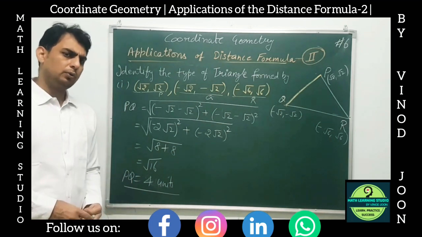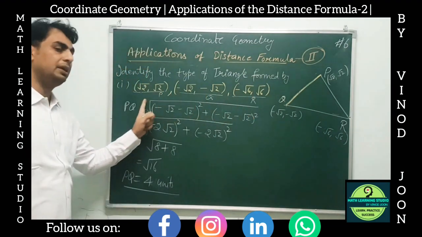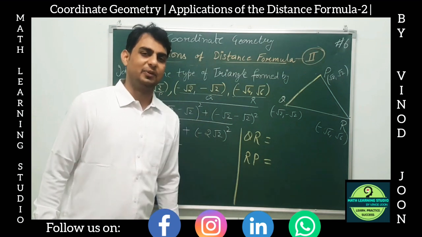Then what we have to do is we have to find the values of QR and RP as well. What will be these two values? Pause the video and find out.